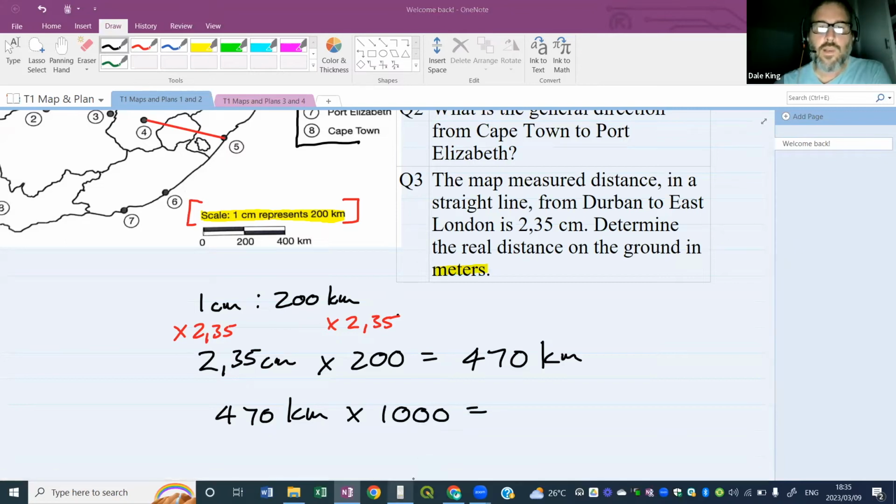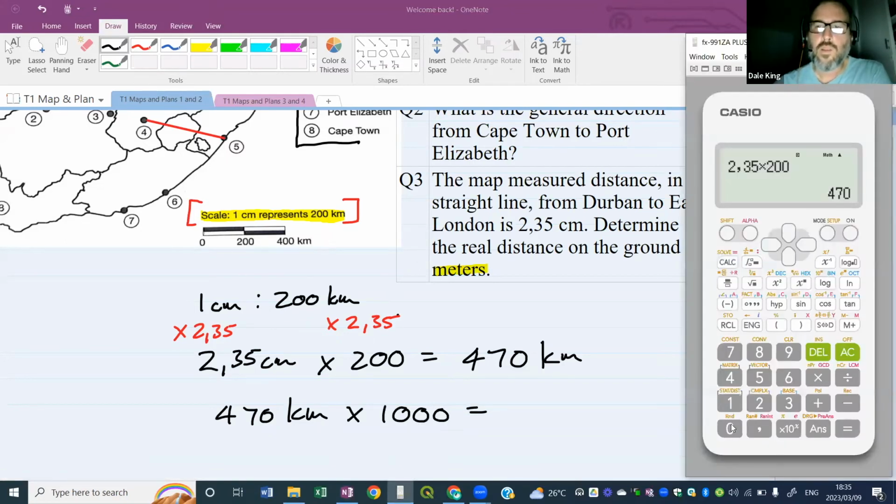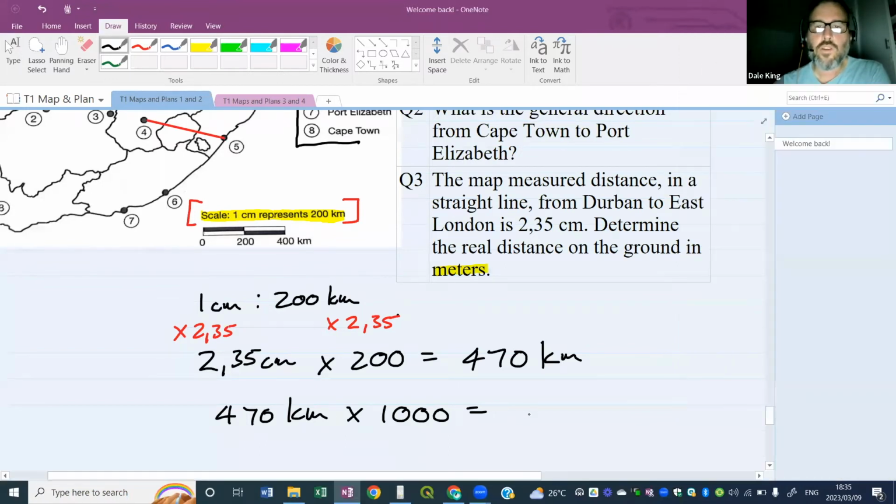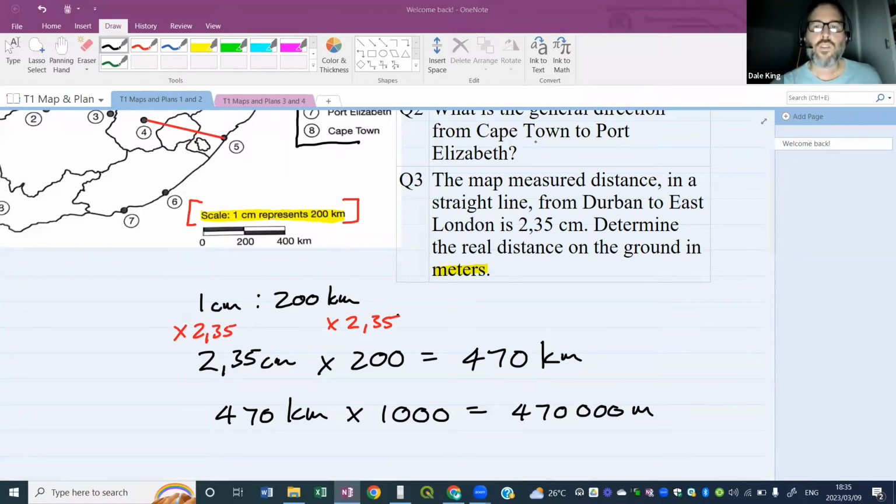Which is why Pabalo's got this massive number. So we're going to multiply by 1,000. And we get 470,000 meters. There we go. All right, 470,000 meters.